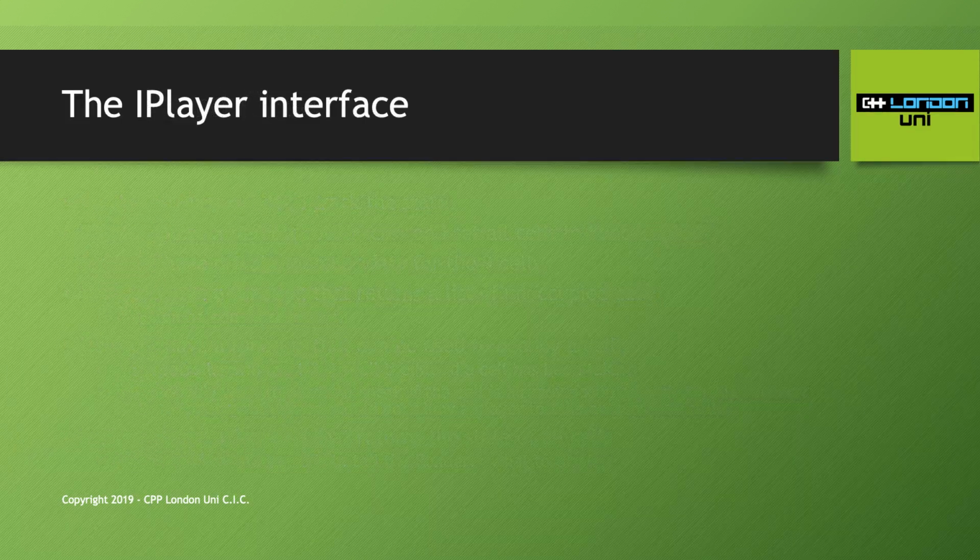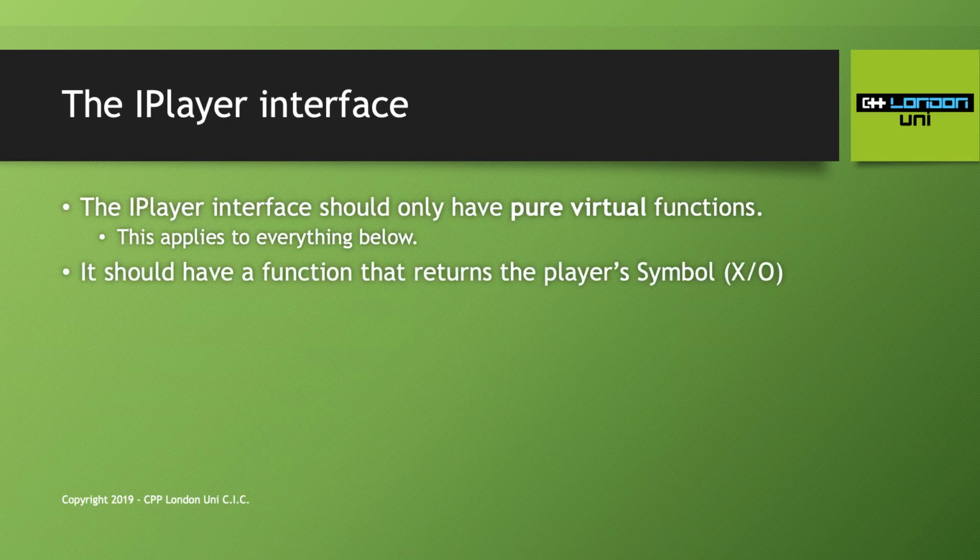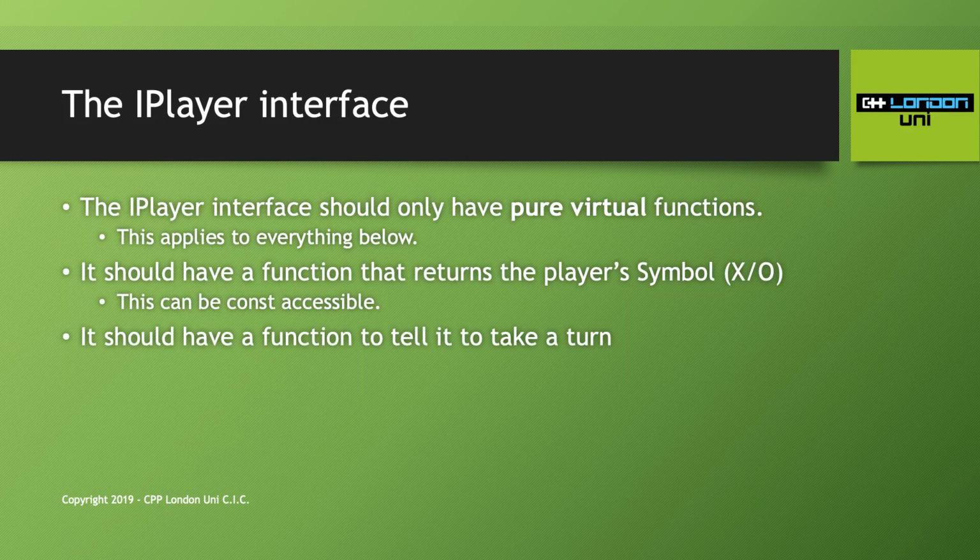So the iPlayer interface. This will be only pure virtual functions, of course, because it is an interface, and this will apply to everything I'm going to say below. So we should have a function that returns the player's symbol, an X or an O. Strictly speaking, it doesn't matter what you want to use. Preferably just stick to X and O, of course, but it can be flexible. This again can be const accessible, so the interface function will be something const accessible to return the symbol that the player has.